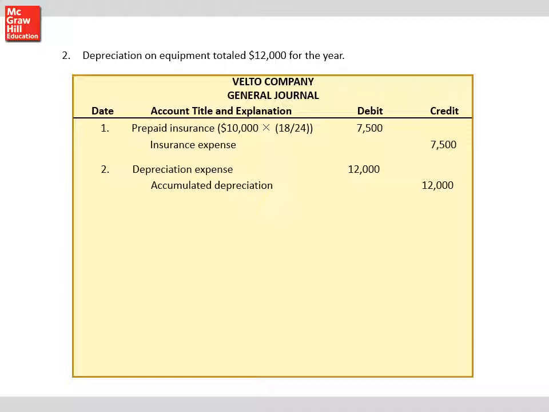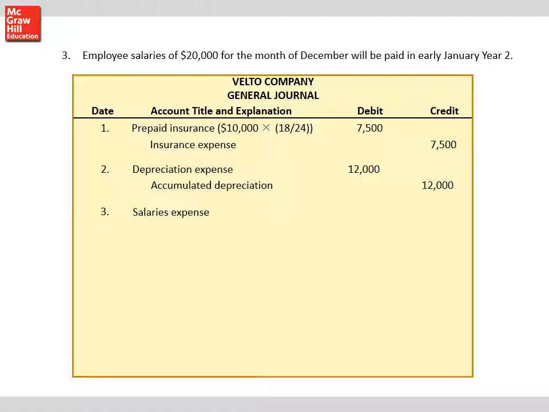Number 3, employee salaries of $20,000 for the month of December will be paid in early January of next year. They haven't been recorded at all. Well, they're an expense for December, so we have to debit salaries expense for the full $20,000 and credit salaries payable. This is an accrued expense, an expense that's occurred but has not been recorded yet. Just because you didn't record it doesn't mean it isn't an expense.